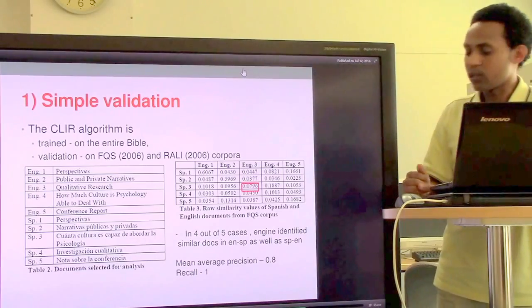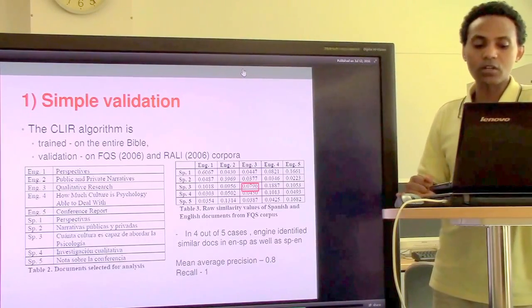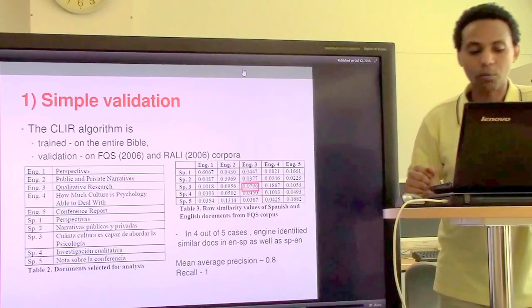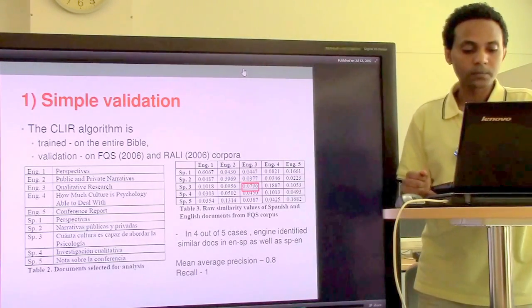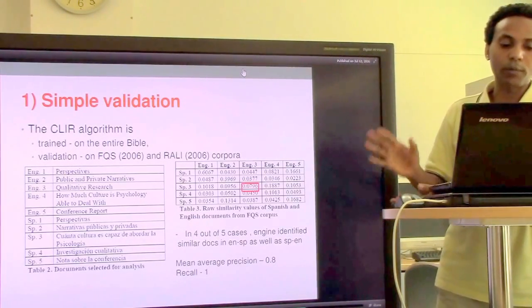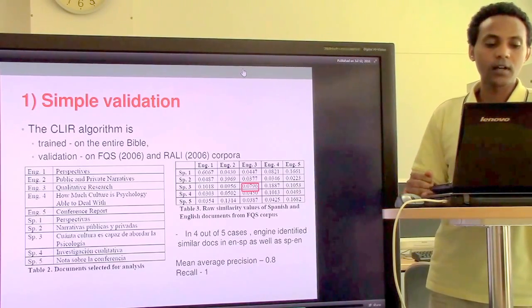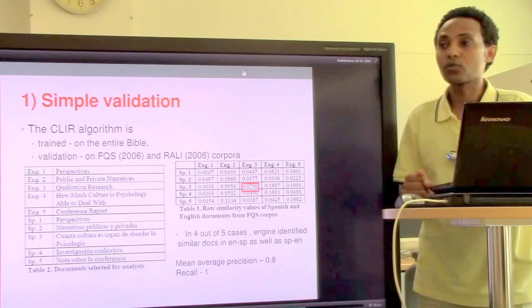So if we see the traditional precision recall result, the mean average precision was 0.8 for a recall of 1. When compared to the previous, similar researches, they reported that these values are higher compared to other researchers.